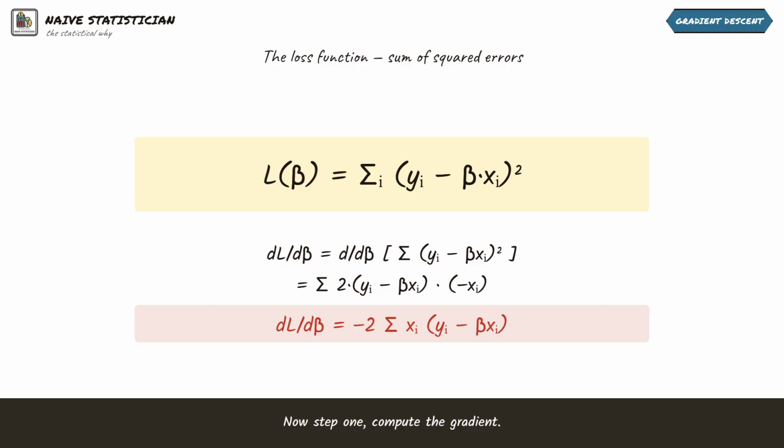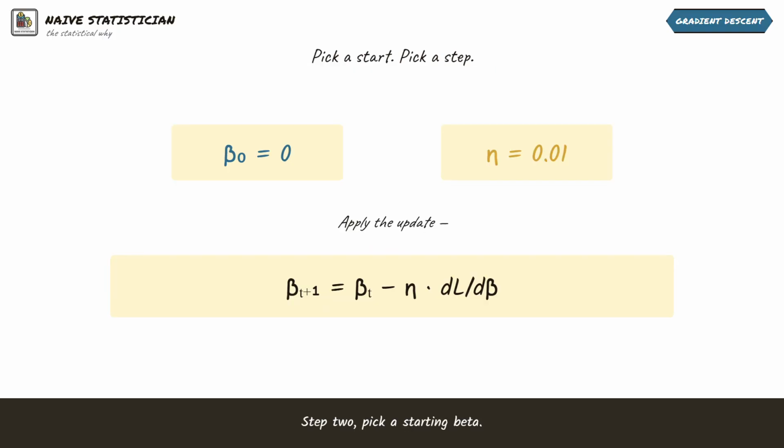Now step 1, compute the gradient. dL by d beta equals minus 2 times the sum over i of xi times the quantity (yi minus beta xi). Step 2, pick a starting beta. Say beta equals 0. Pick a learning rate. Say eta equals 0.01. Step 3, apply the update. Beta new equals beta old minus eta times dL by d beta evaluated at beta old.